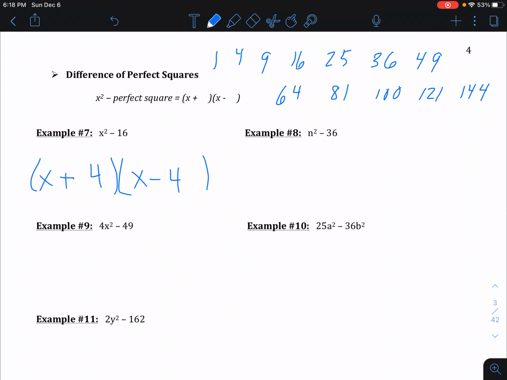Example 8 is also a difference of squares. 36 is on our list, so n plus, n minus, and then the square root of 36 is 6.